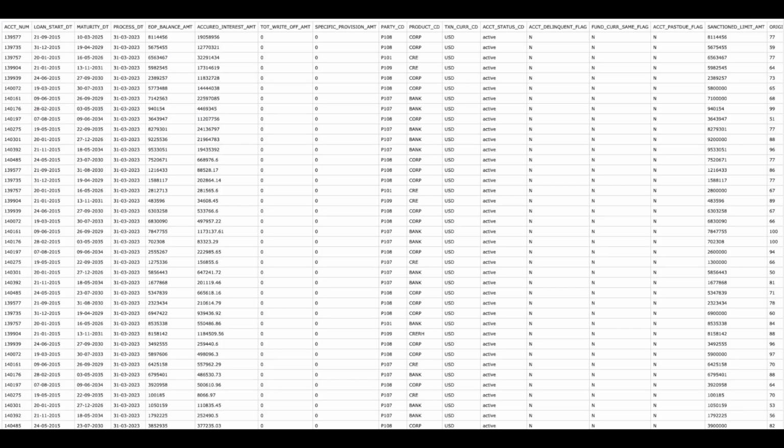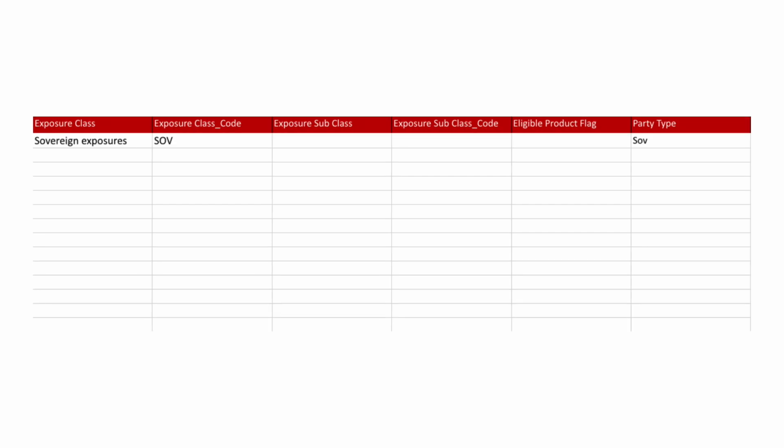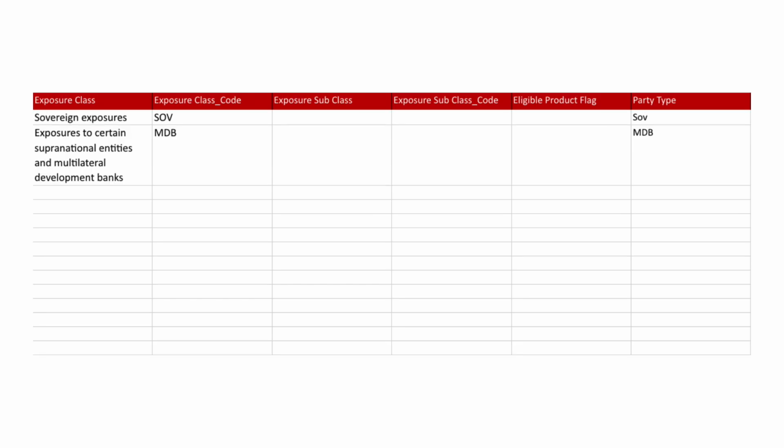So let's say we're working on a fact table and we need to classify each and every account with exposure class and exposure subclass. So, how do we first define an exposure class? Some exposure classes can easily be defined. For example, if the party type is SOV, it is sovereign, or if the party type is MDB, it is classified as multilateral bank. But how do we go about identifying exposure classes that have sub exposure classes?